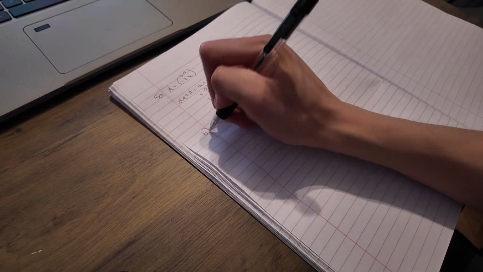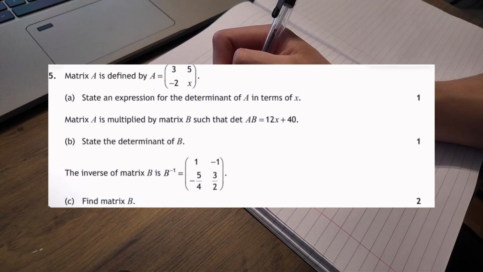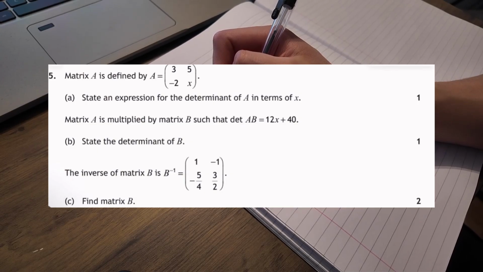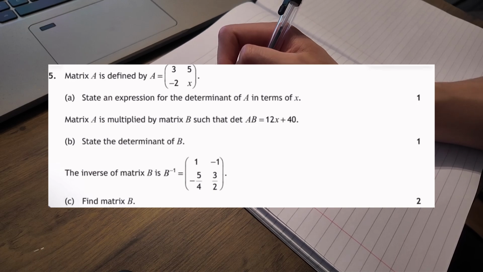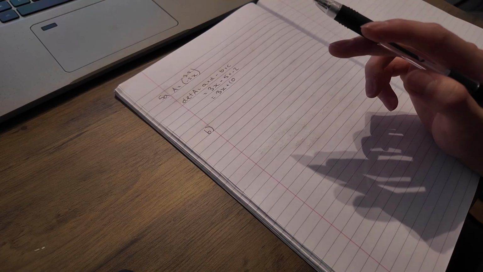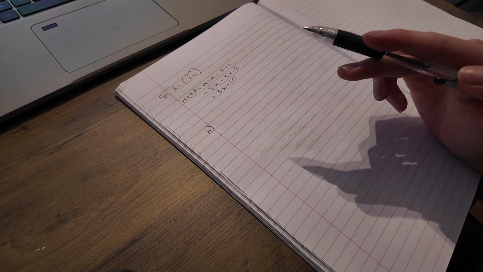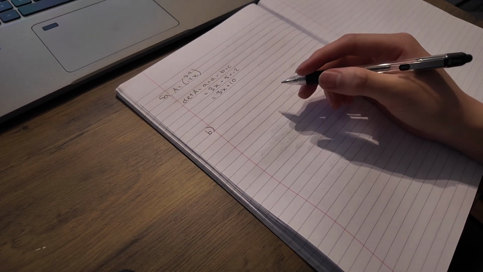Part B says that matrix A is multiplied by matrix B such that det AB is equal to 12x plus 40. State the determinant of B. So now that I look at this, I think in the real exam I did make a mistake, so I did not get full marks. But let's try it now anyway.